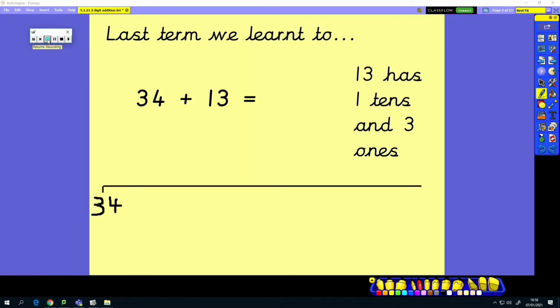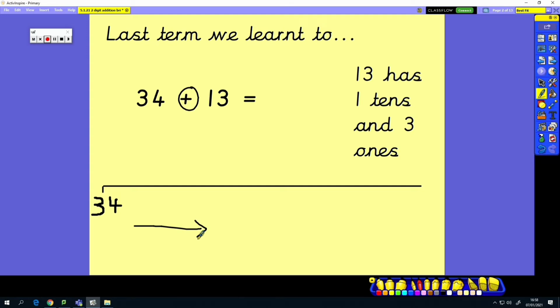Let's start by having a little look at something we did last term. We were adding two two-digit numbers together. First, we need to look at the calculation and spot the operation. You need to circle the operation. In this calculation, we are adding together, so the number is going to get bigger. That means we are going to be going this way on the number line.